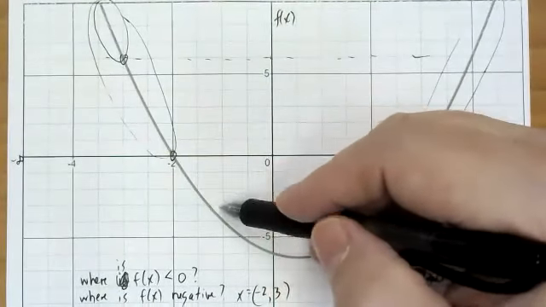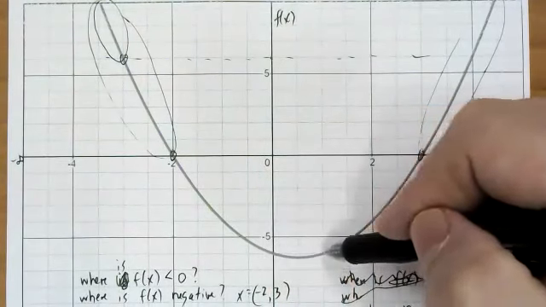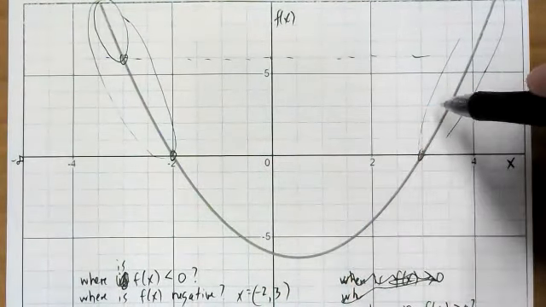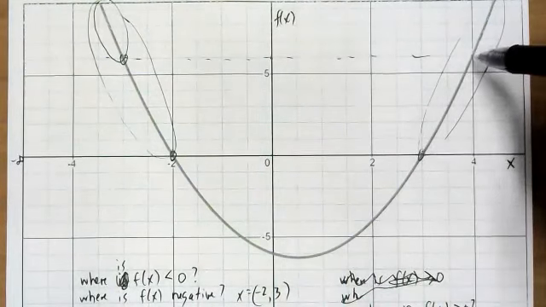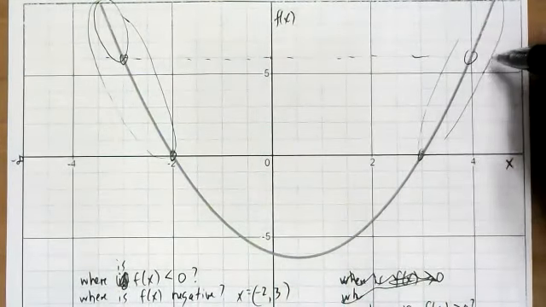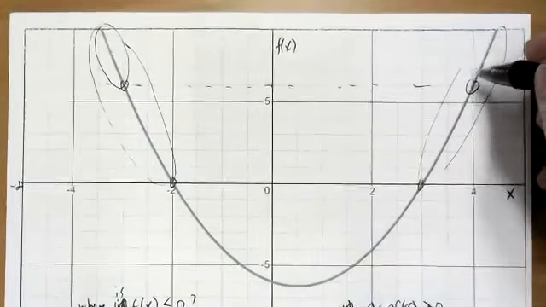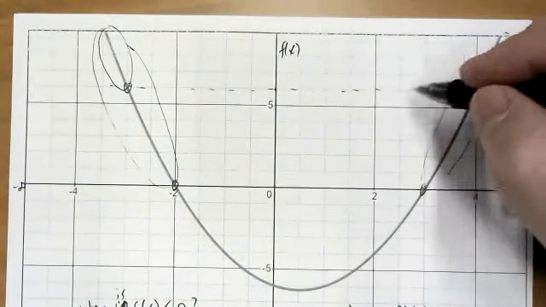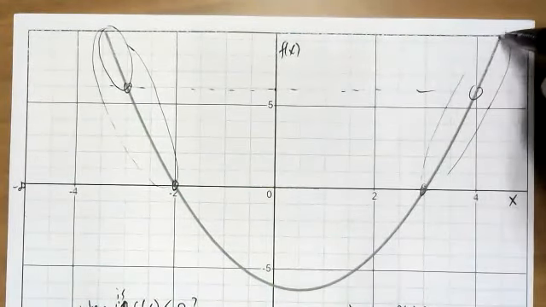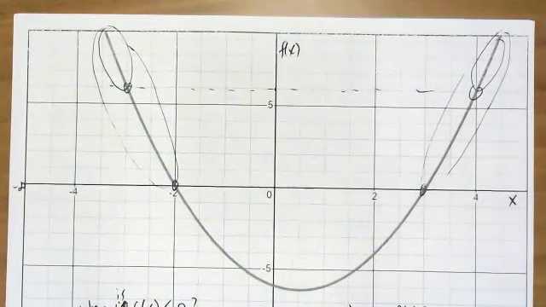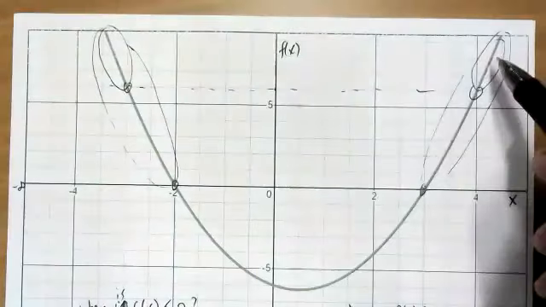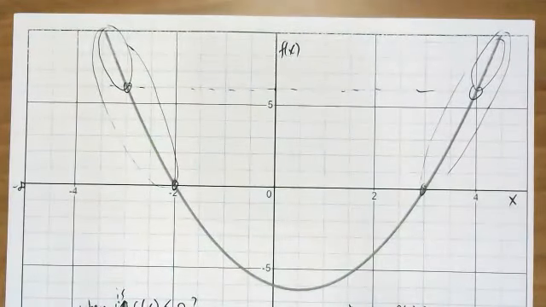For all of this down here, the function is less than 6, less than 6, less than 6. And finally, you get to right here, and all of a sudden, my graph is greater than 6. So once again, that would also be a solution. So these two intervals here are my solution.